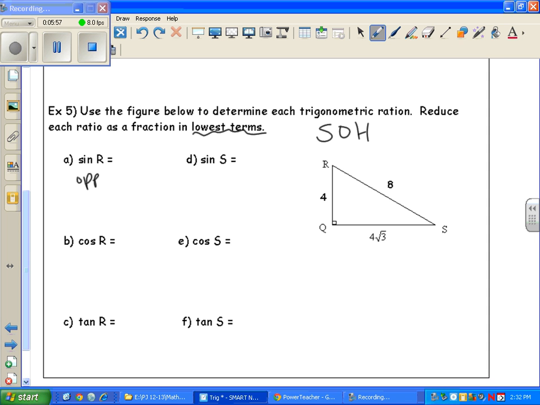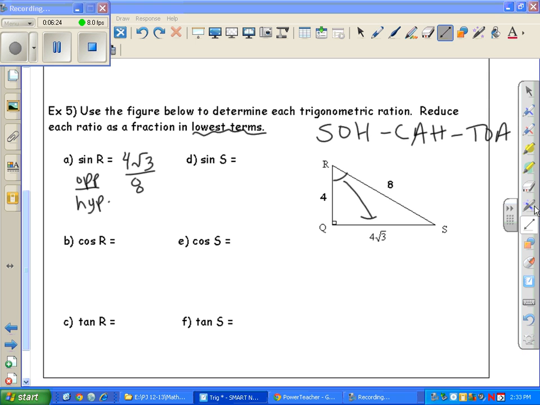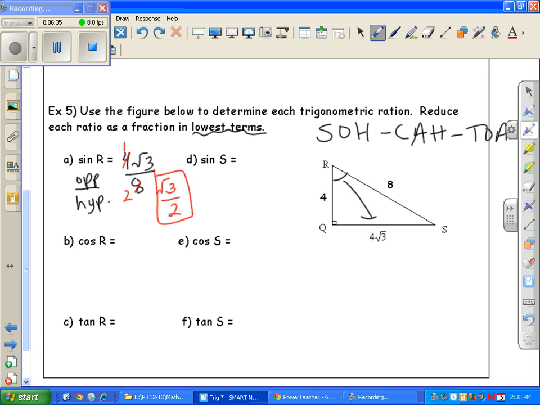So for the sine of R, it might be helpful to write SOHCAHTOA at the top of this problem to help you remember the ratios. For sine, we're using opposite over hypotenuse. I'm going to find the angle they're referencing, which is angle R. If I go opposite angle R, I find the length of leg QS is 4 radical 3, and the hypotenuse of this triangle, RS, is 8. So this is 4 radical 3 over 8. This can be reduced to lowest terms because 4 over 8 can be simplified to 1 over 2. So this is really radical 3 over 2 in simplest terms.